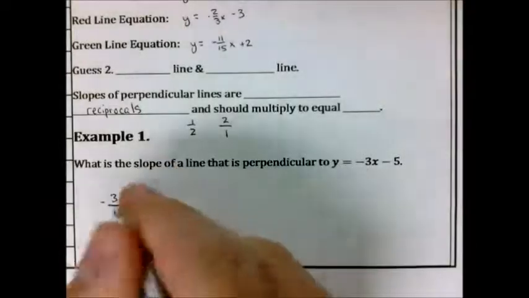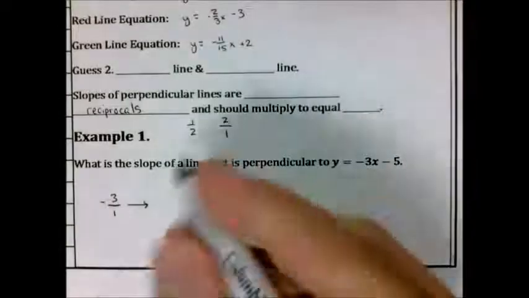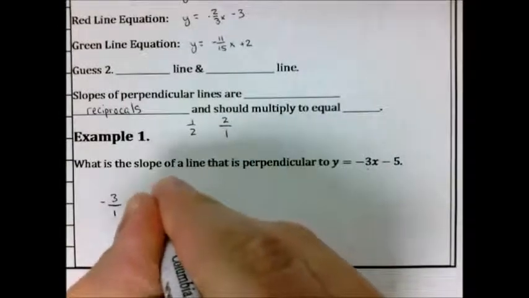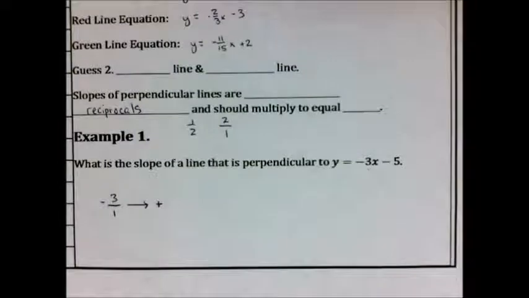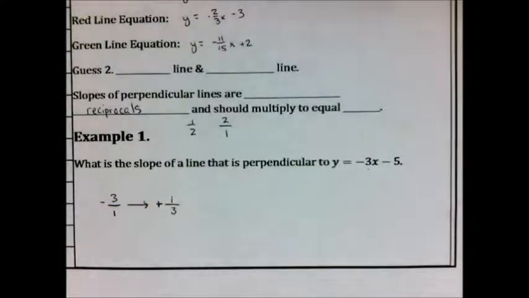So in order to change this up, in order to find the slope of a line that's perpendicular to this line, we have to tell what the opposite reciprocal is. This one's negative, that means we're going to have a positive, okay? And reciprocal, we had 3 over 1. Now we're going to be talking about 1 over 3. We just flip the fraction there. Okay, so the slope of a line that is perpendicular to y equals negative 3x minus 5 is 1/3.